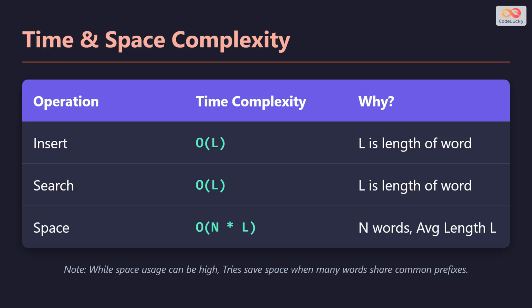Let's talk about performance. The time complexity for insert, search, and StartsWith is O(L), where L is the length of the word. This is very fast because it does not depend on the total number of words in the dictionary. Space complexity depends on the total number of nodes created.